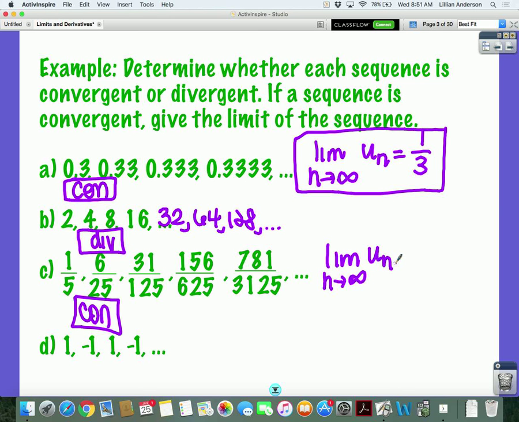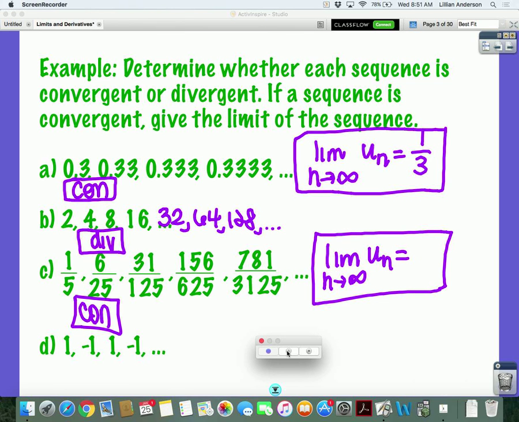Well, in order to be convergent, it has to be approaching a number. What number? It is 1/4. Okay? Because you have 1/5, which was 0.2. And then 6/25 was what? It was 0.24. And then 31/125 was 0.248.